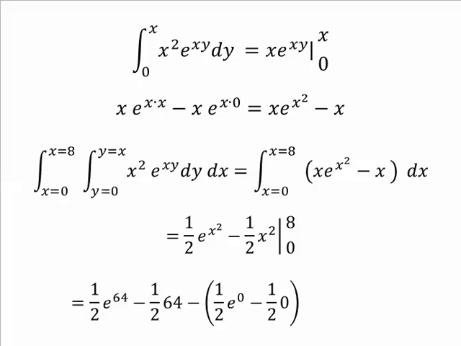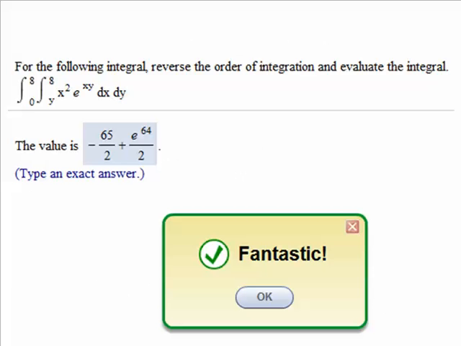And it's really easy to get confused here, but keep in mind that e to the 0 is 1. A lot of times in the middle of a problem we forget that. So we have minus 1/2 times 64, but then we have minus 1/2 times 1. And so altogether I have minus 65 halves. And then I have the e to the 64 over 2. And so we have successfully reversed the order of integration and evaluated the integral.